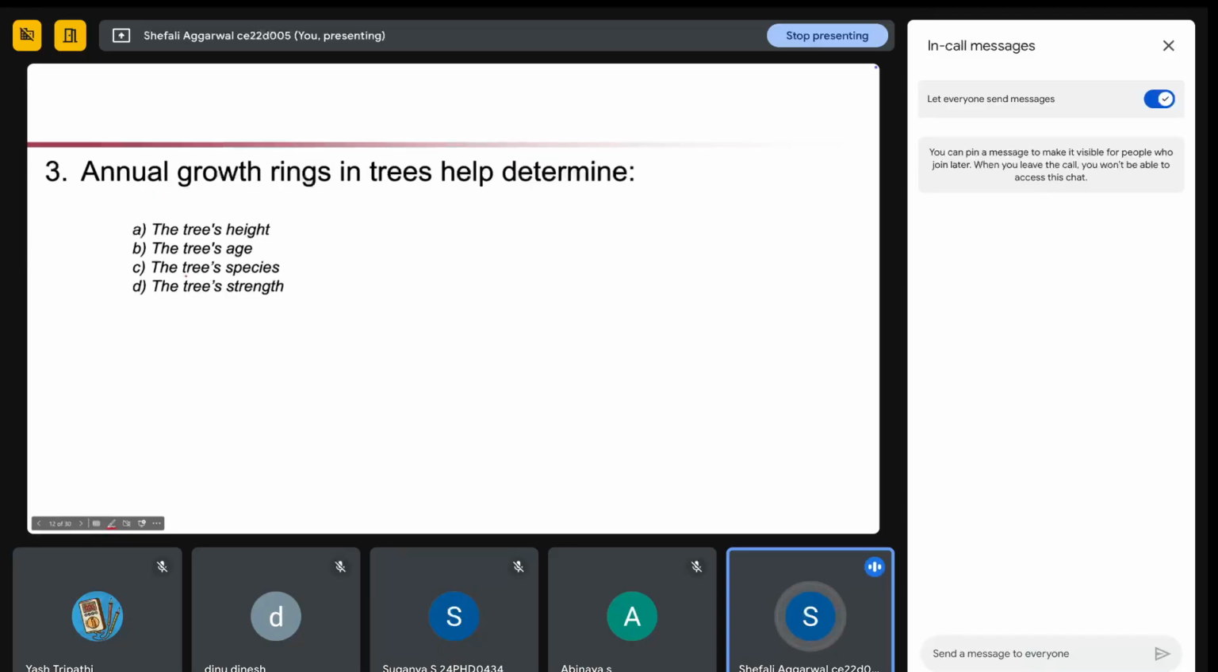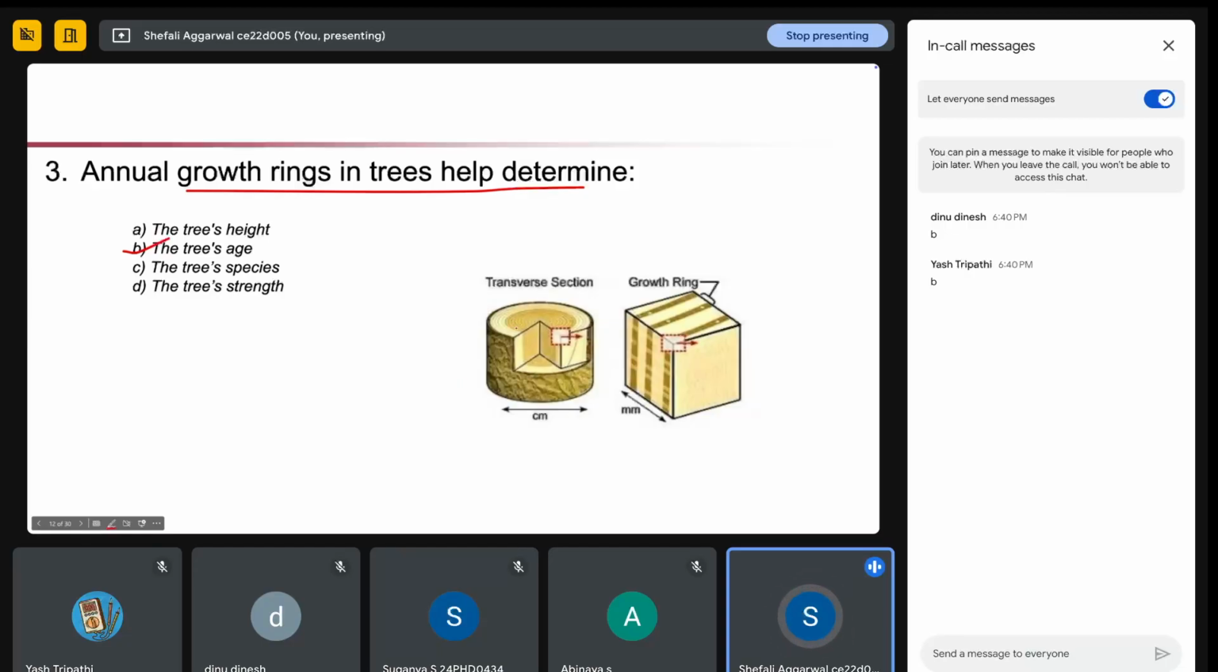Okay, the third question is, annual growth rings in trees help in determining tree height, tree age, tree species or tree strength? B, correct answer. The more the rings, the more it will tell about the age of your tree.